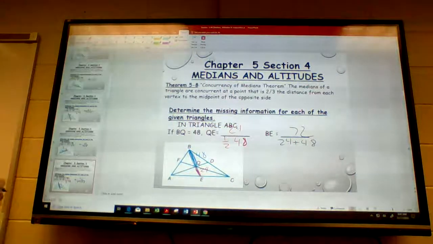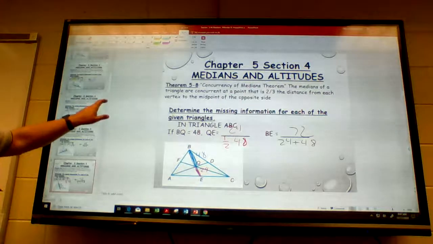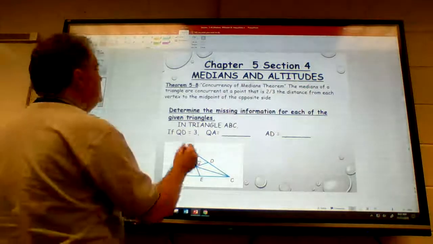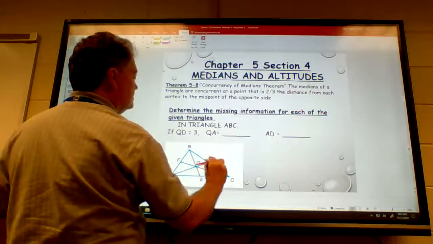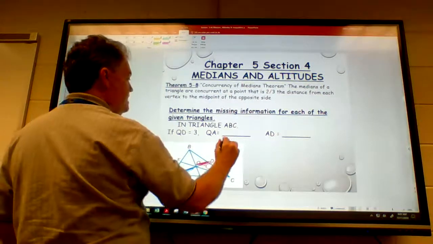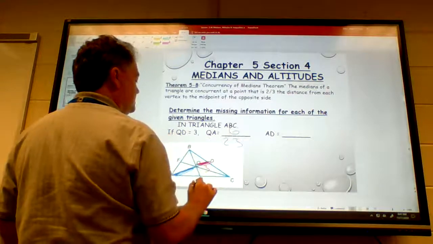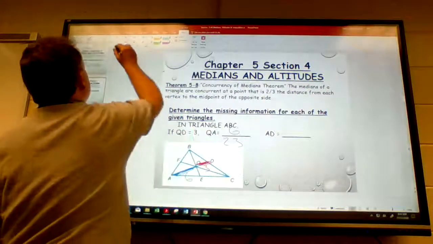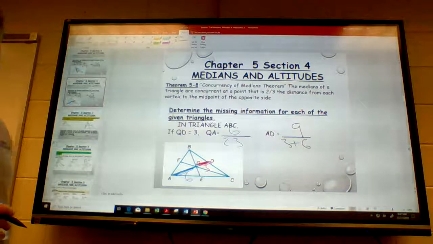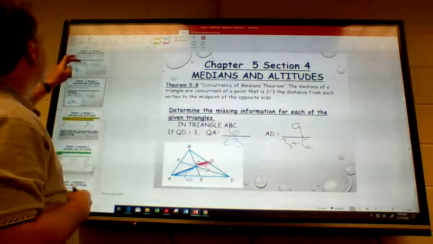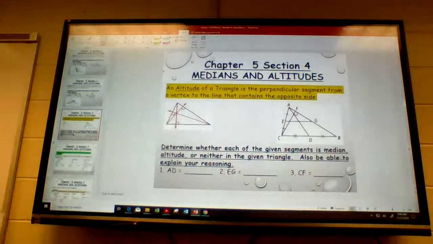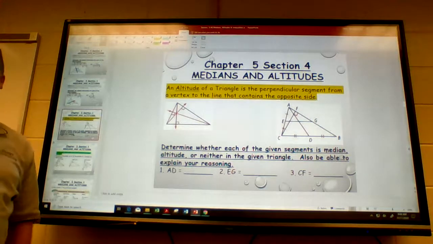All right. And I'm going to do one more of these. QD, if you look, is a smaller portion. It's 3. The bigger portion, QA, is 2 times 3, which is 6. And then AD is 3 plus 6, which is 9. That there is 9. All right. Okay, that's medians. Just something you need to know about them.